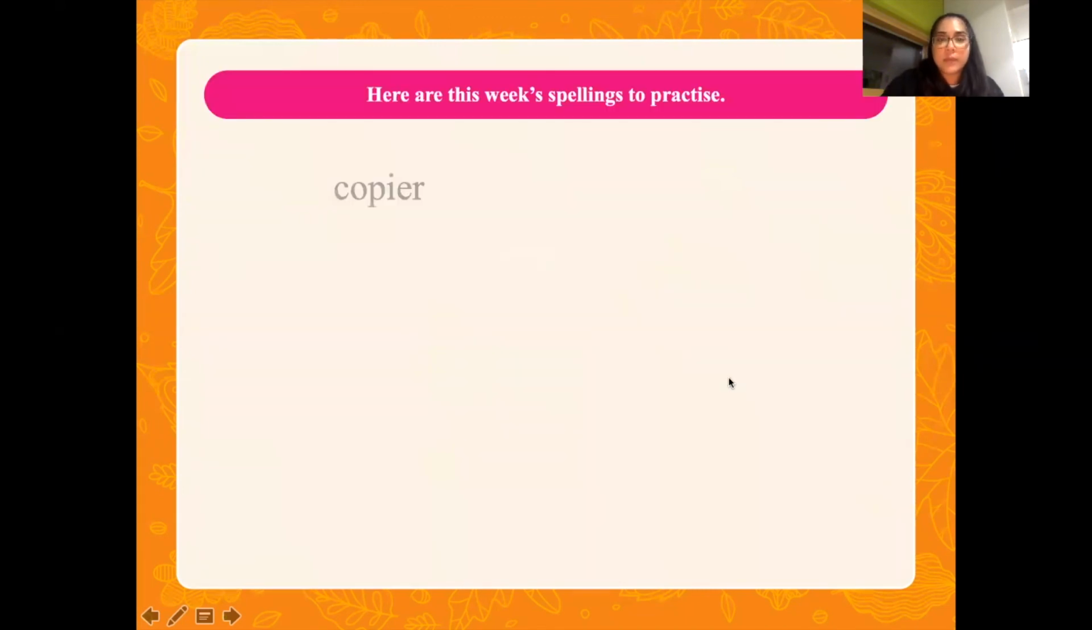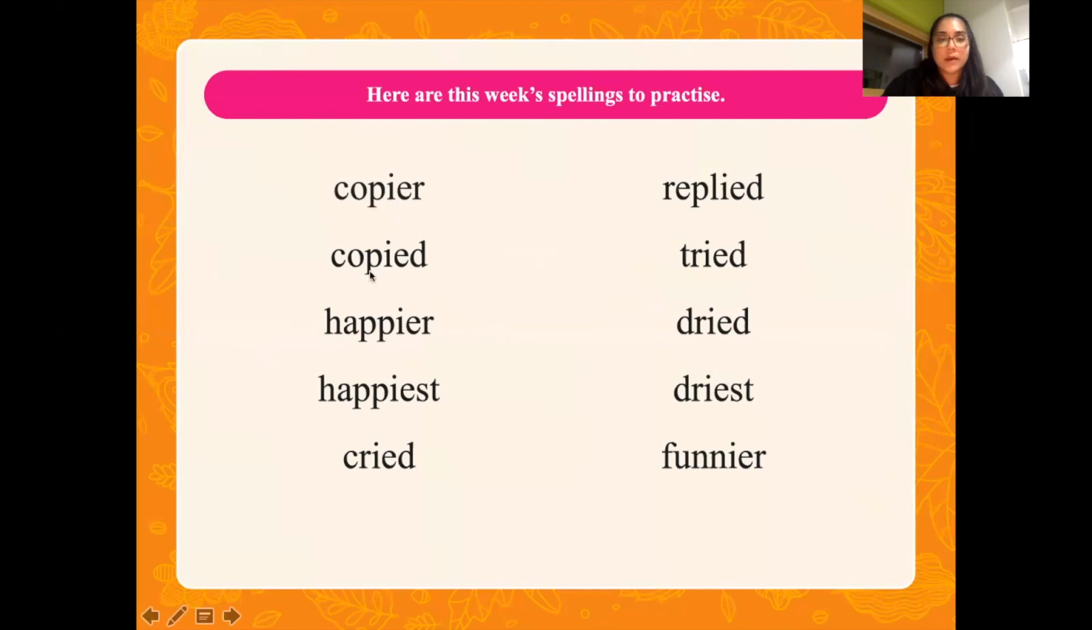So here are your spelling words for this week. We have copier, copied, happier, happiest, cried, replied, tried, dried, driest, and funnier. Can you pause the screen here and have a go at writing these words using the rainbow writing system that we have? So can you have a go at making sure that you remember these spellings for next week's spelling lesson? That is the end of your spelling lesson, and I will see you next time.